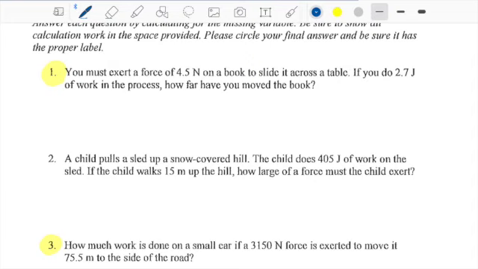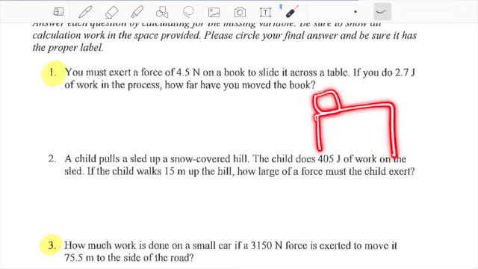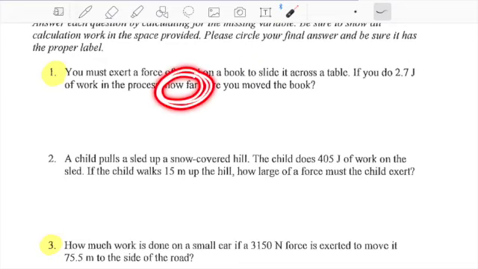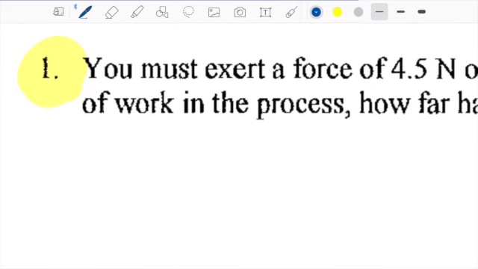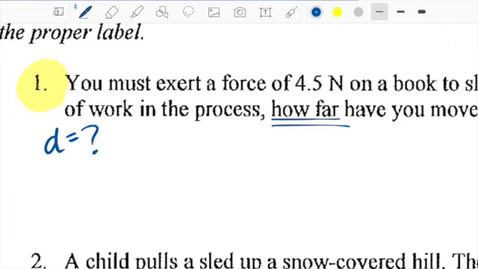You must exert a force of 4.5 newtons on a book to slide it across a table. So it means you have your table here, you have your book here, and you want to push it, okay? If you do 2.7 joules of work in the process, how far have you moved the book? Let's focus on what they're asking us for, which means how far, okay? So how far, we already know that we would be searching for distance. So distance equals question mark.